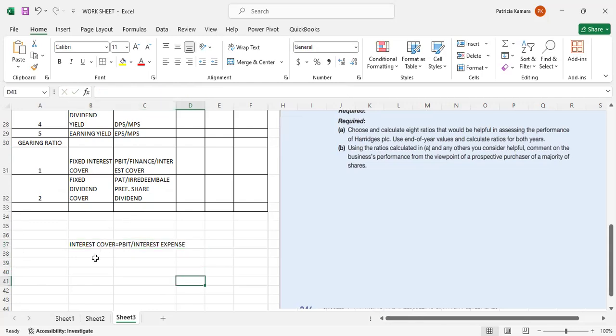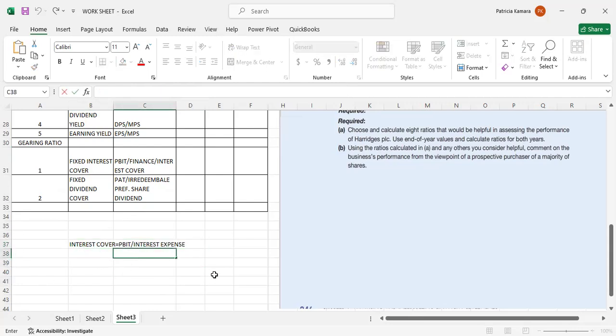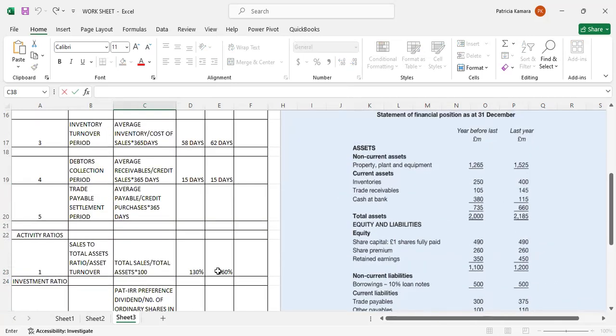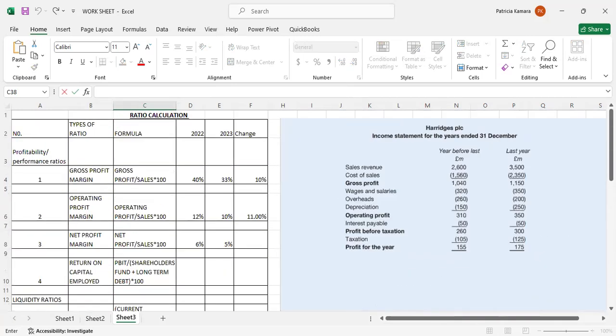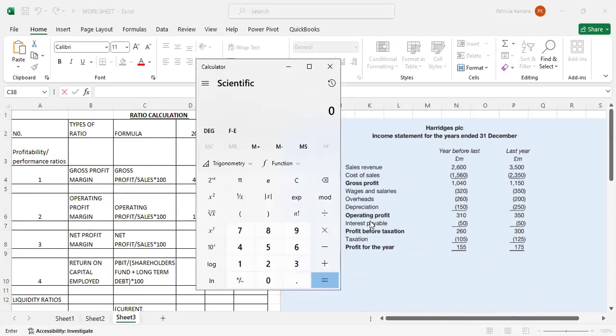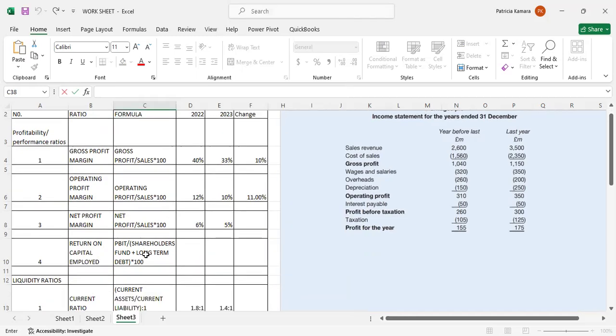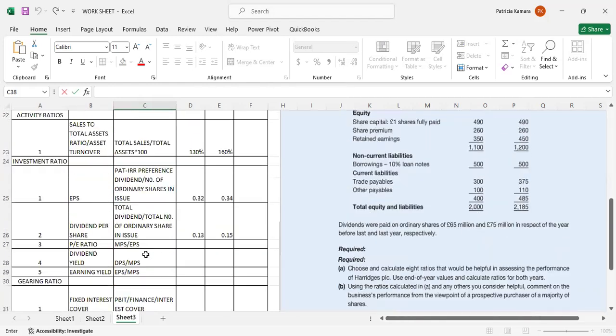In this question, our profit before interest and tax, our operating profit for 2022, is 310. So how much did we pay as interest? It was 50, which gives us 6.2. So how many times can our profit cover our interest payment? That's basically what it means. So 6.2 times for that year.